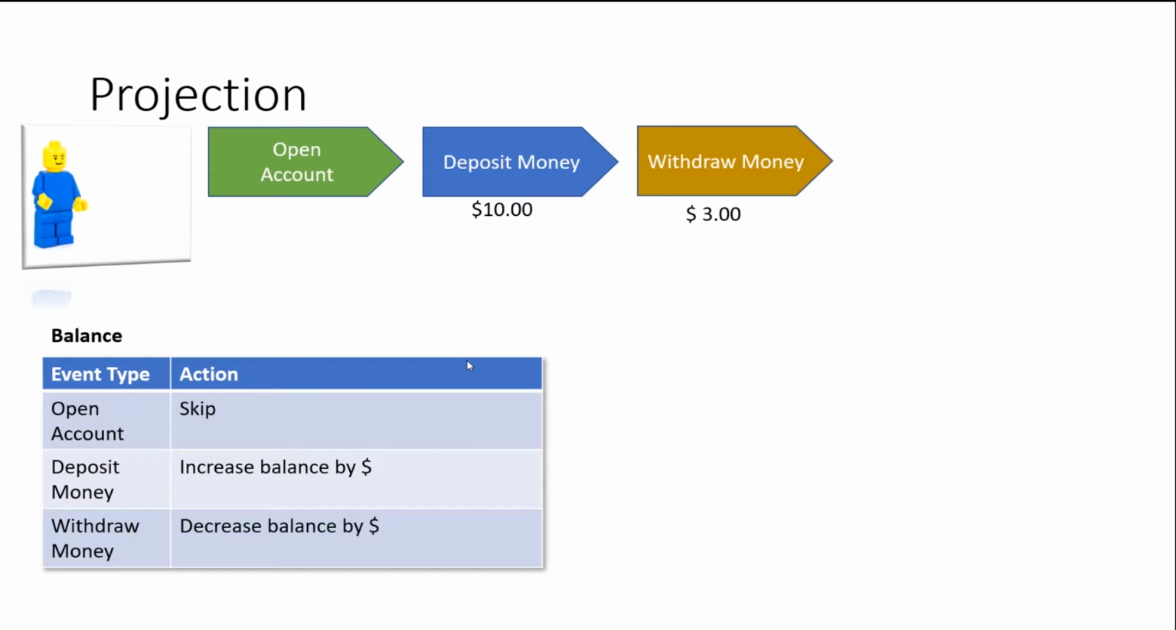So in our example here, if we have a projection where we want to get the balance of the bank account, what we're going to do is say, do I care about this event type?